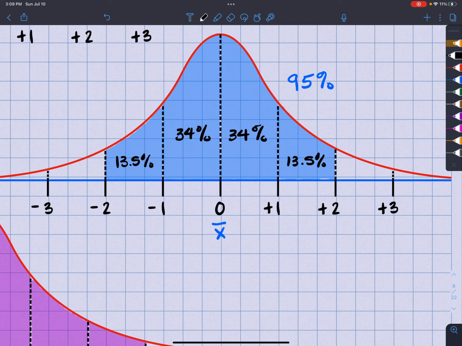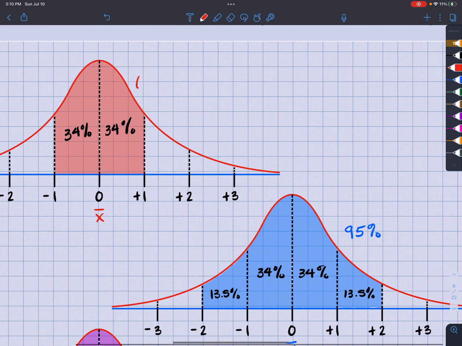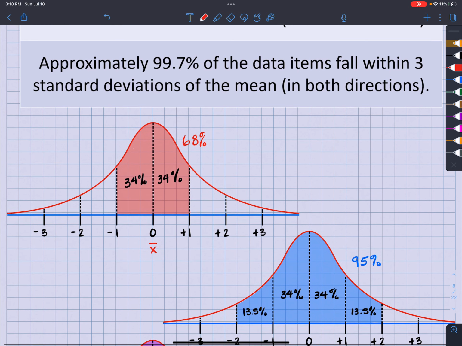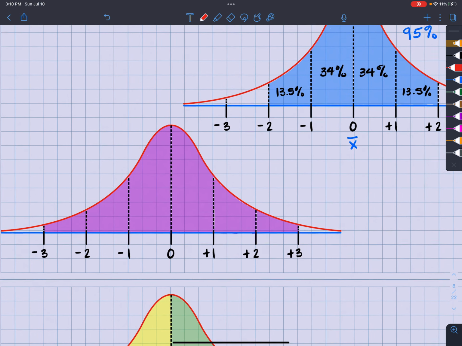So each section itself has these certain percentages. If you add these percentages up, you'll get 95%, and 95% is also known as the area under this curve. Let me go back here and write this as 68%. And then there's one more. 99.7% of the data items fall within three standard deviations away. So it'll be this purple one right here.